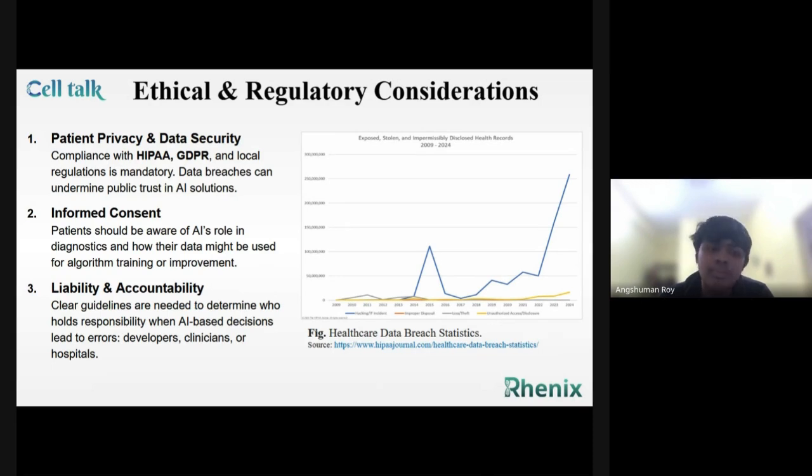There should be informed consent from patients. Patients should be aware of the AI's role in diagnostics and how their data might be used for algorithm training and improvement. And the last, but definitely not the least, there should be reliability and accountability. Clear guidelines are needed to determine who holds responsibility when an AI-based decision leads to error: developers, clinicians, or hospitals.